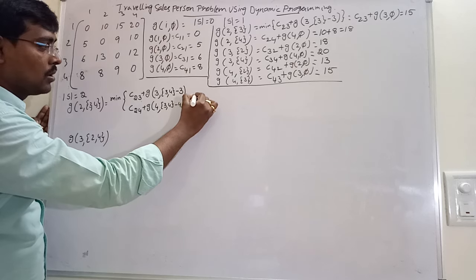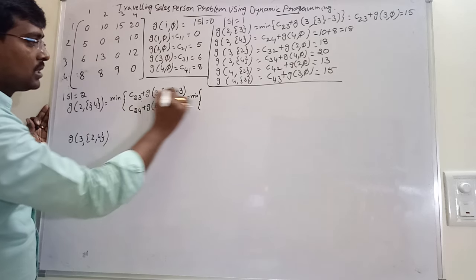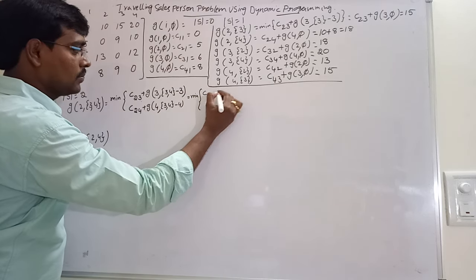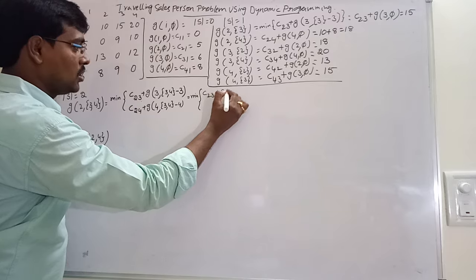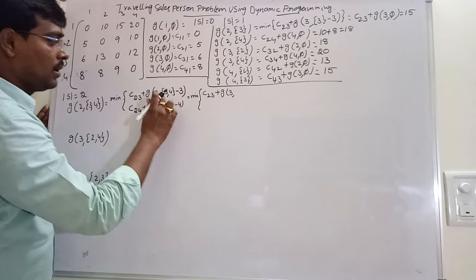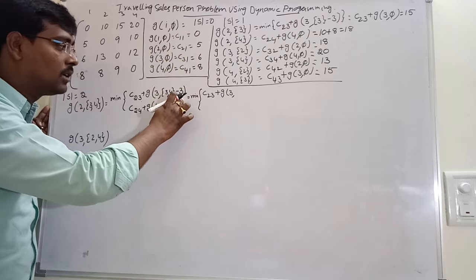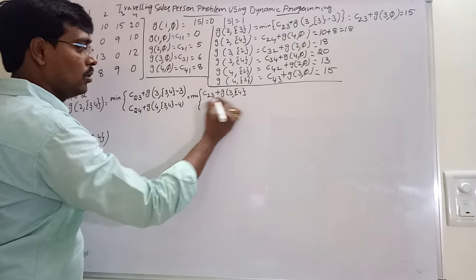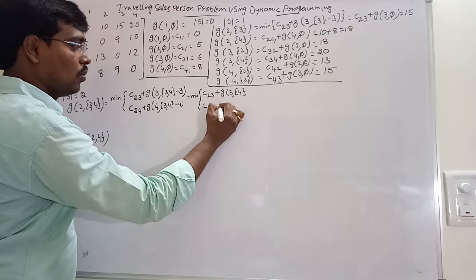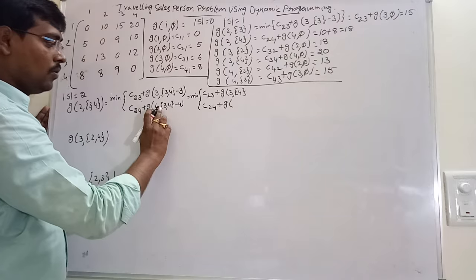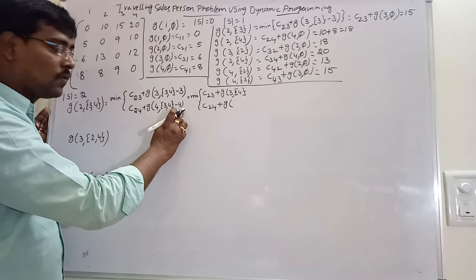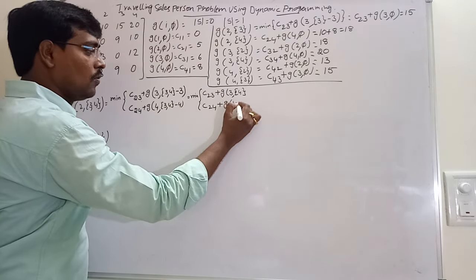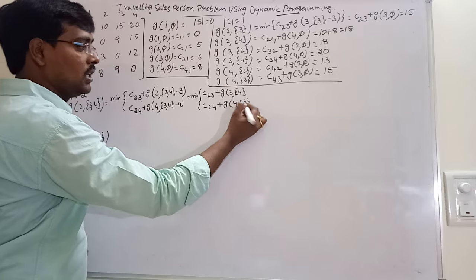That means minimum of C23 plus G of 3 comma {3, 4} minus 3, that means the set contains only 4. So G of 3 comma {4}. And C24 plus G of {3, 4} minus 4, that means only 3. G of 4 comma {3}.